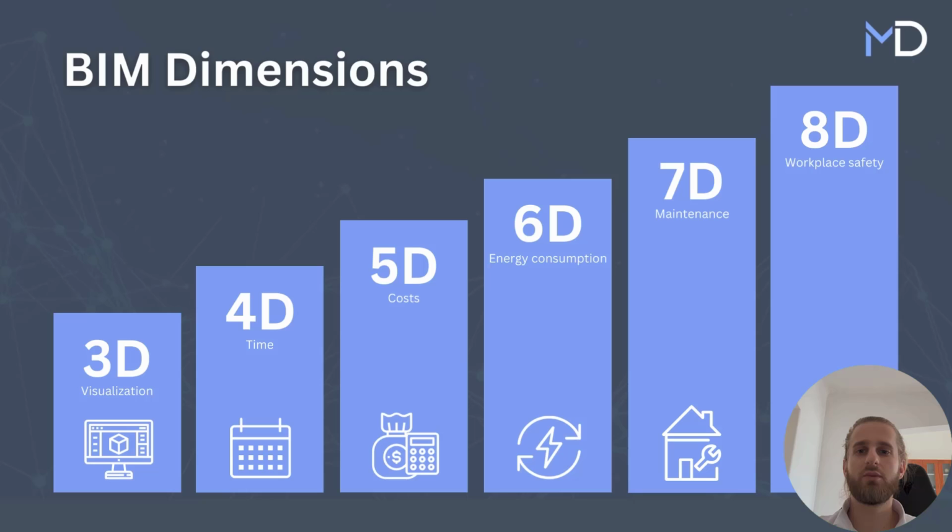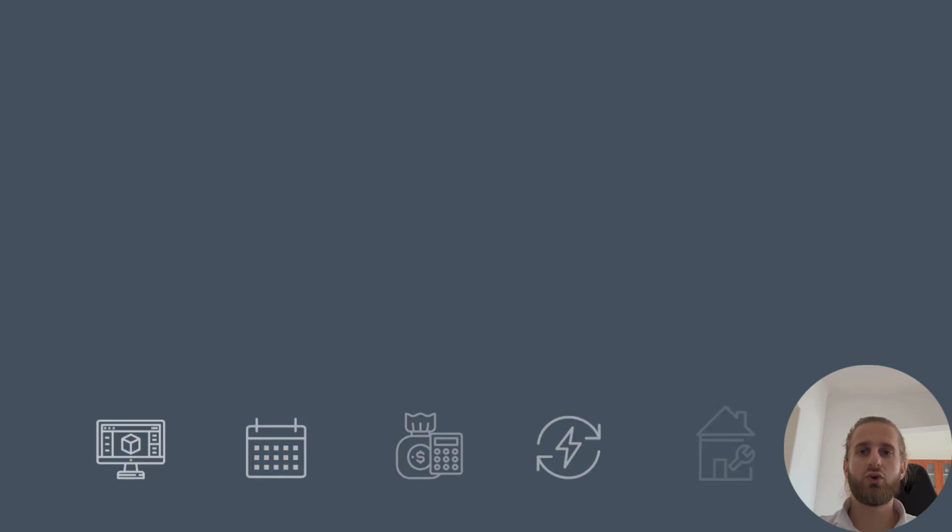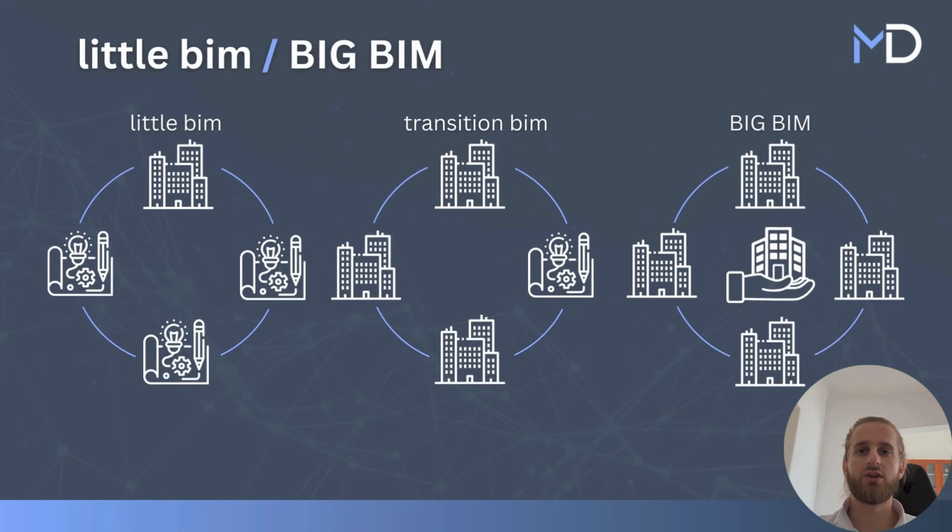These are some of the BIM dimensions, and it is important to know that there are many BIM dimensions, as every addition of information introduces a new dimension. When we talk about BIM in our region and the broader concept of BIM, we discuss little BIM and big BIM. And in this slide you can see that there are two main types of BIM, the little BIM and the big BIM, as well as transition BIM.